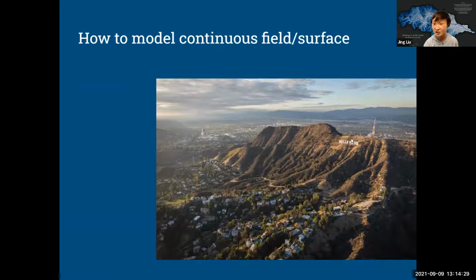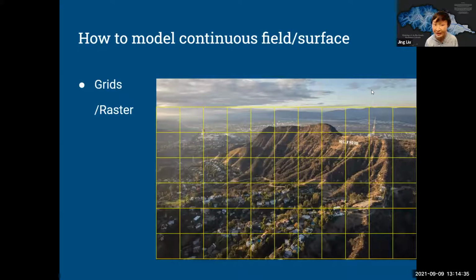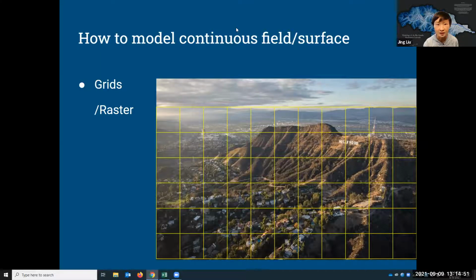Then continuous surface. Since we don't have a defined boundary, we have this idea, okay? We use grids or raster. So basically imagine you have this big fishnet covering the geographic space. And in each grid cell, in each square right here, let me annotate.